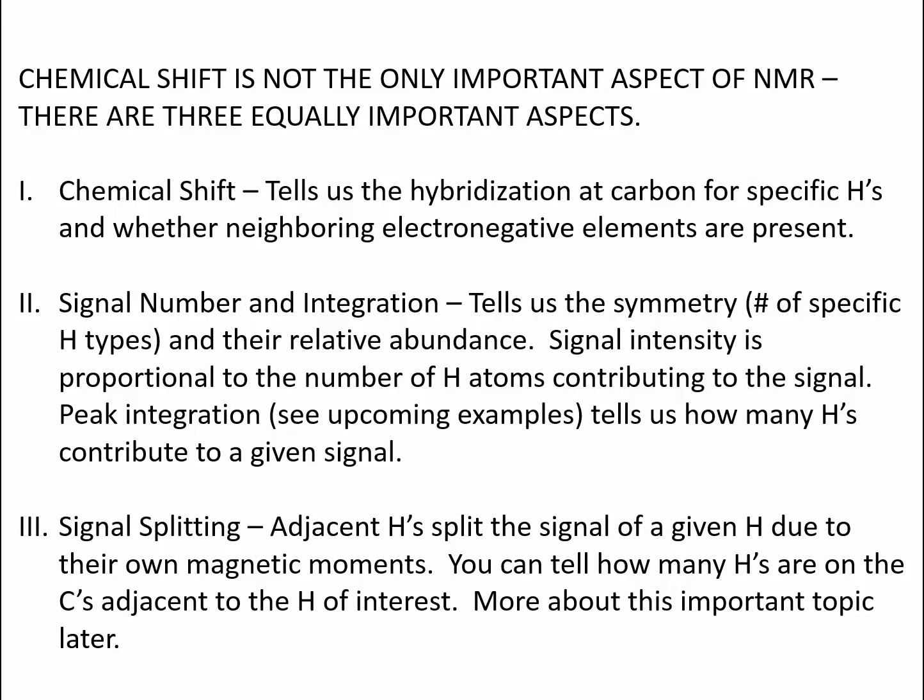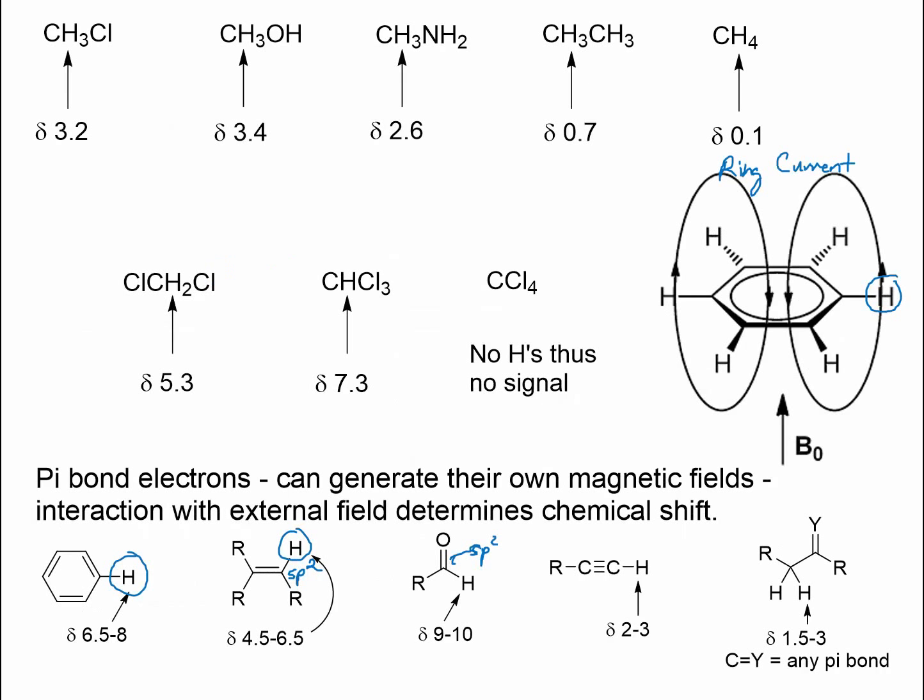Okay, chemical shift's not the only important aspect of NMR. There are 3 equally important aspects. Chemical shift tells us the hybridization of carbon for specific hydrogens and whether neighboring electronegative elements might be present. Another factor is signal number and integration, and this is a property we saw with intensity. This tells us a little bit about the symmetry of the molecule and the number of specific hydrogen types and their relative abundance. Signal intensity is proportional to the number of hydrogen atoms that are giving rise to that signal.